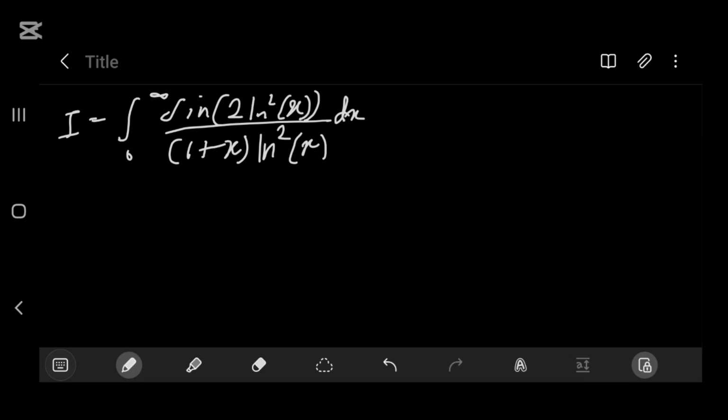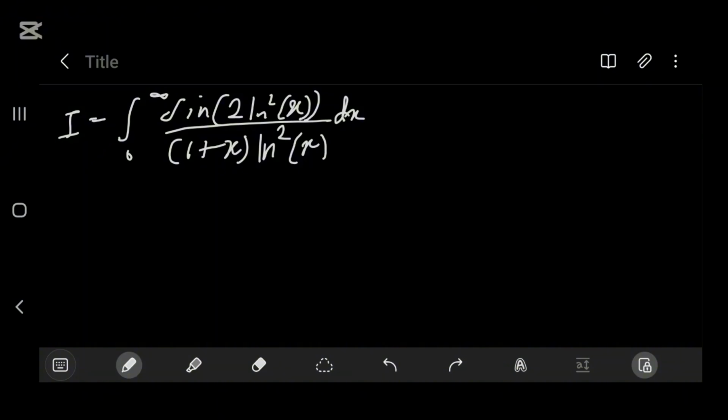Today we are going to solve another integral which involves the Gaussian integral, the Feynman technique, and complex analysis. The integral we have here is I equals the integral from 0 to infinity of sin(2 ln²x) over (1 plus x ln²x) dx.